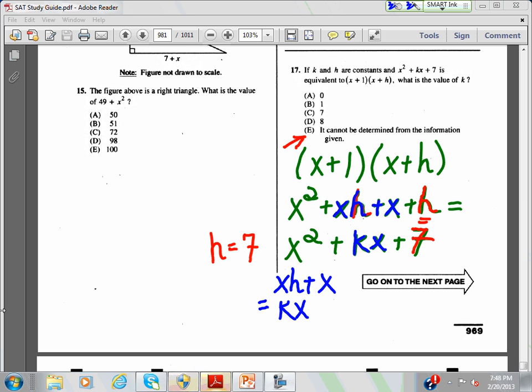And then we can figure out what k is, what they ultimately want from us, because now we can plug in h as 7, and this, of course, is 1x. So then we have 8x equals kx, so 8 equals k.